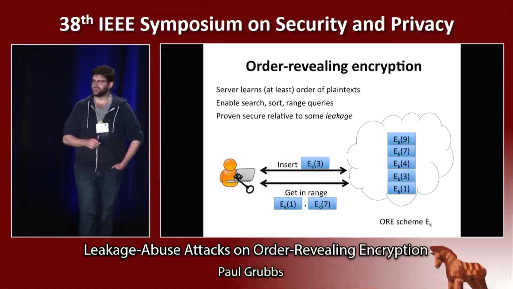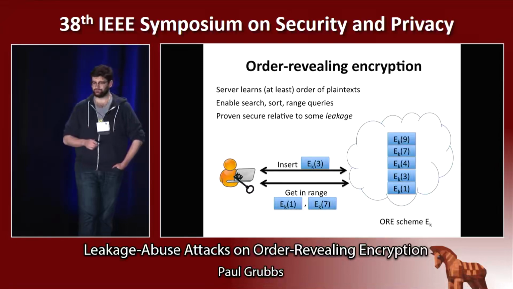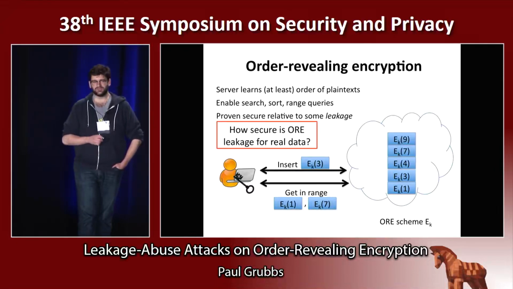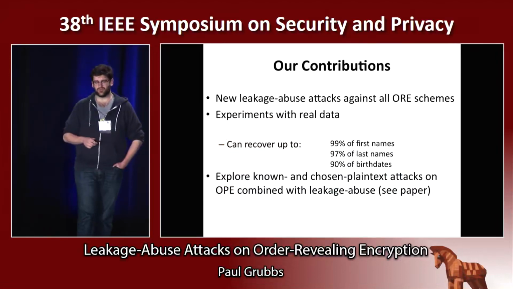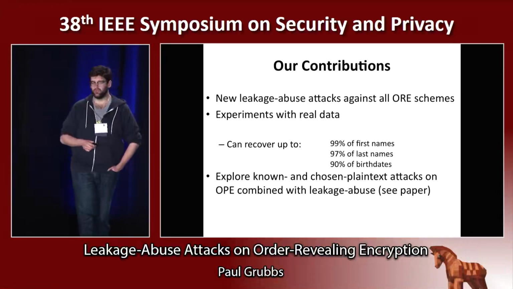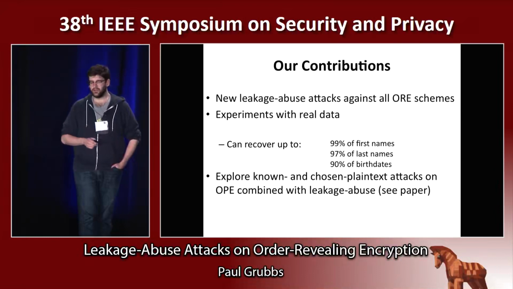These order-revealing encryption schemes are proven secure, but they don't satisfy standard cryptographic notions of security like semantic security. Instead, they're proven secure relative to some amount of leakage about the underlying plaintexts. So the question we really want to answer in this work is, what is the impact of this leakage on the security of ORE when it's used to encrypt real data? In this paper, we work toward answering this question by developing new leakage abuse attacks, which basically, in aggregate, attack all existing ORE schemes. We empirically tested these attacks by doing experiments on real data.